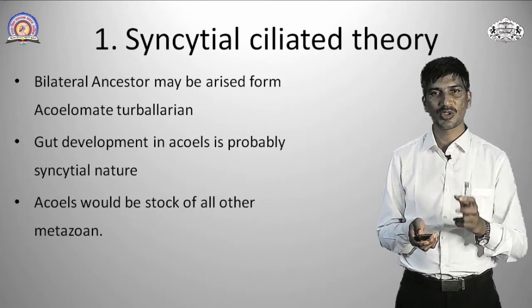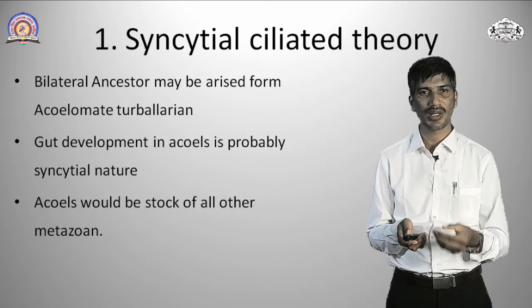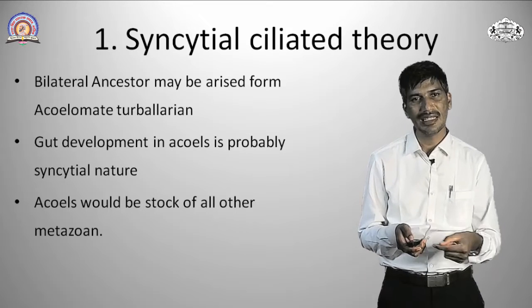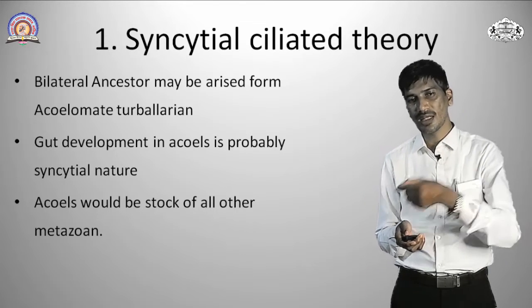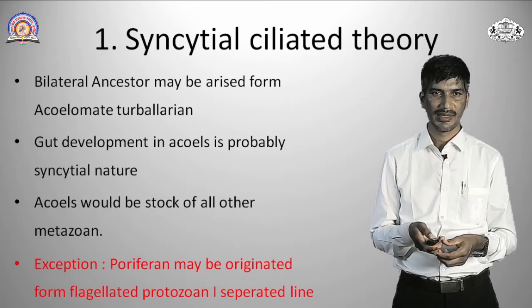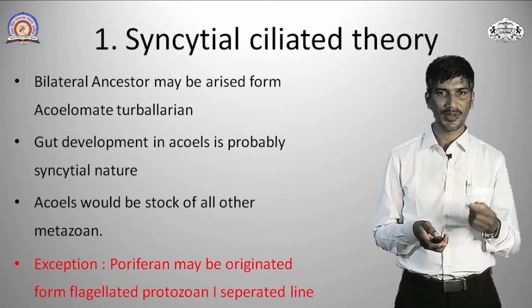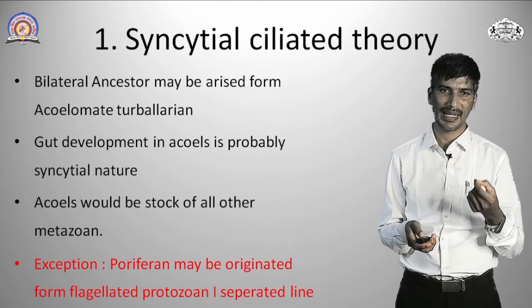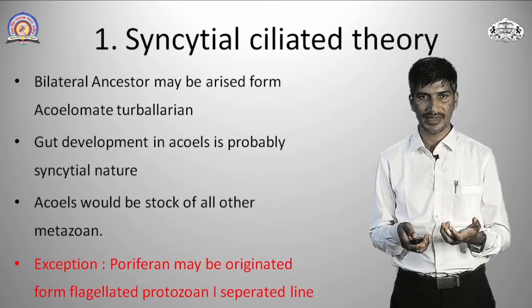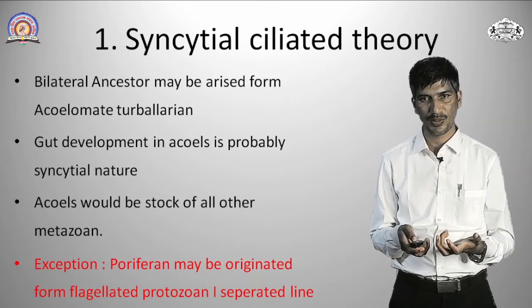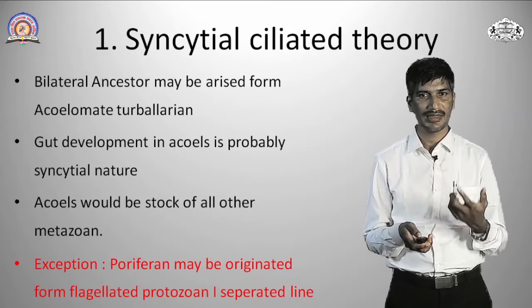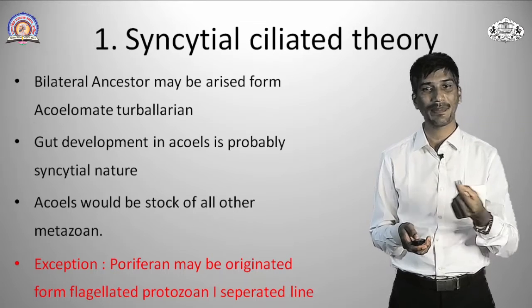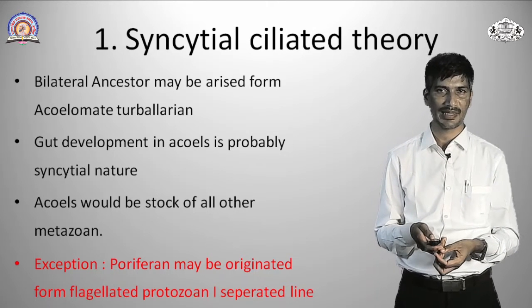And coelomate should be the stock, or the primitive organism of all other animals. That means there is an evolutionary link of coelomate animals to the coelomate animals. But there is an exception to this theory. The poriferan animal originated from the flagellated protozoan, and this is an exception for the syncytial theory. This is a separate lineage for the development of the poriferan animal.